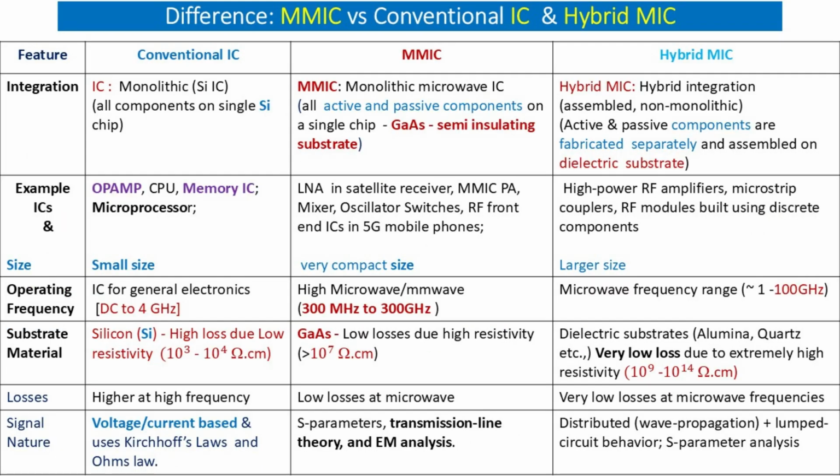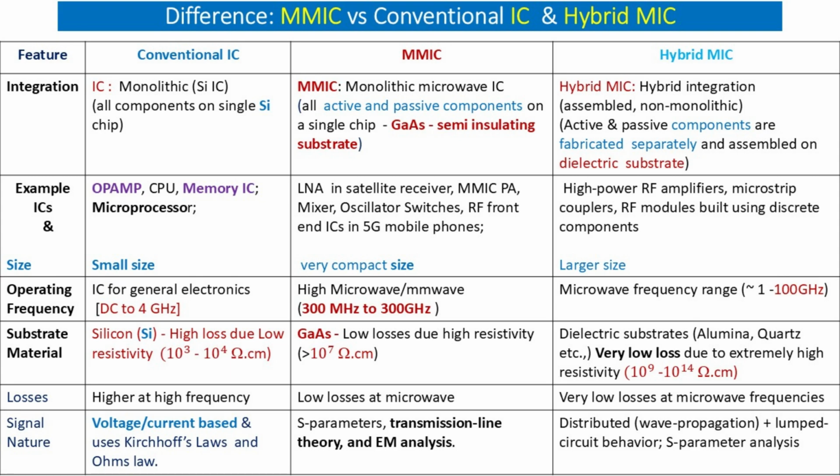This slide compares conventional ICs, MMICs, and hybrid microwave integrated circuits. Conventional ICs mainly use lumped circuit behavior, where voltage and current relations are analyzed using circuit laws. In an MMIC, the active and passive microwave components are integrated on a single semiconductor chip, and at high frequencies distributed effects, transmission line behavior, S parameters, and electromagnetic analysis become important.